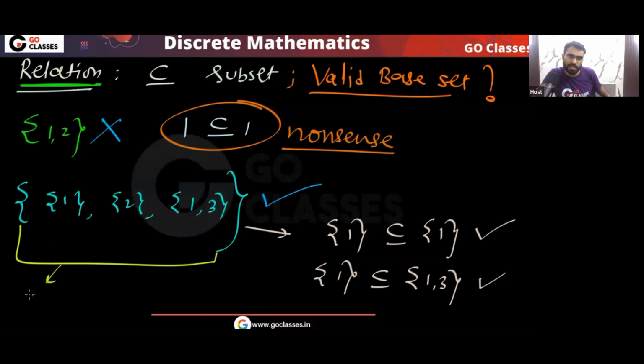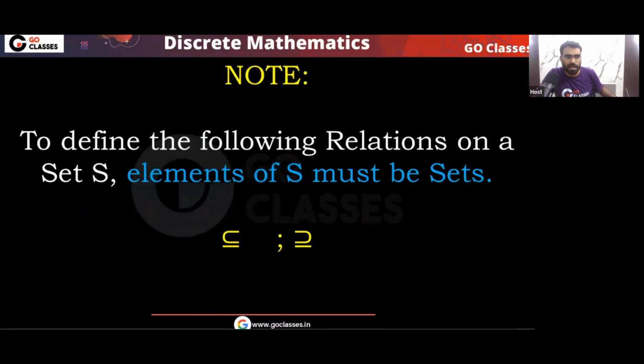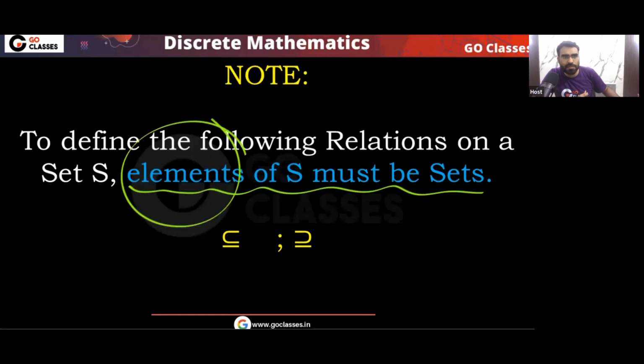This is your base set, and in your base set, every element must be a set. Every element should be a set. Please tell me, is this clear? Let me know. So this is the point. Remember, if you want to define this subset or superset relation, then your base set elements must be sets. In your base set, every element must be a set. Agree or not? Is this clear? Please tell me. Let me know.